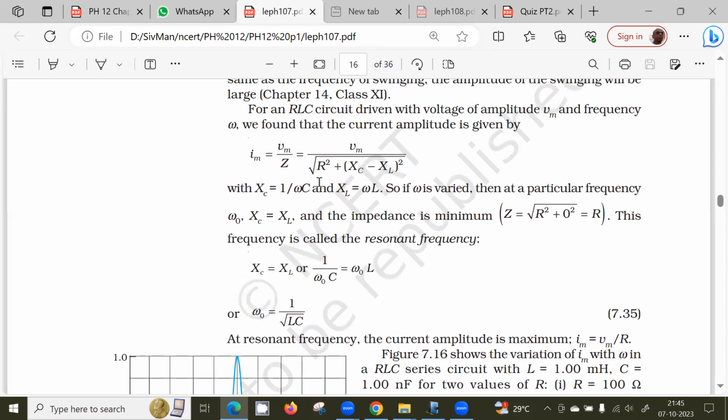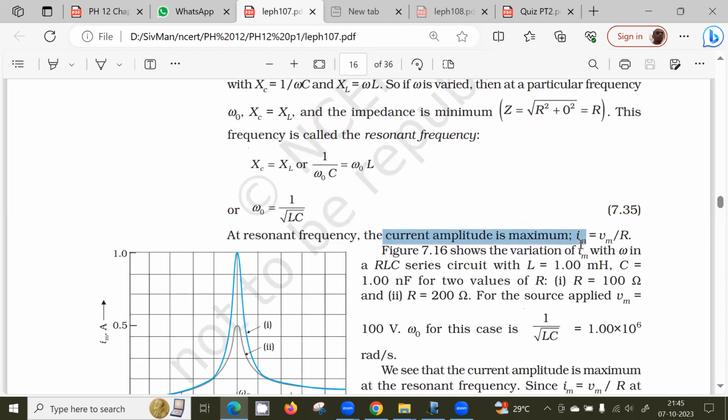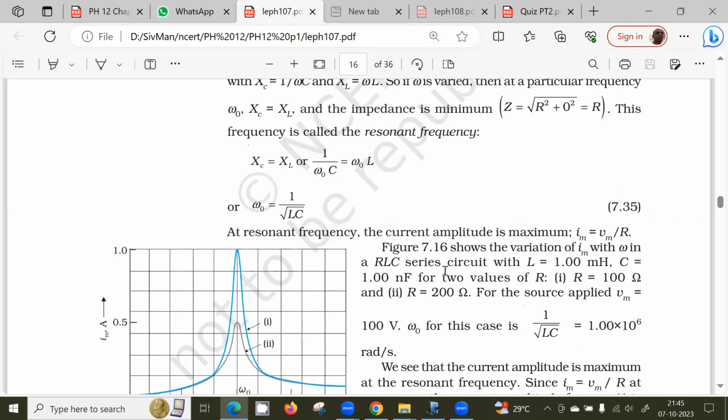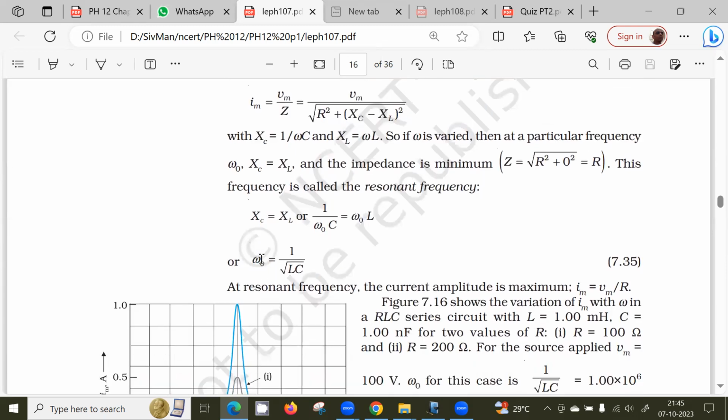Since this denominator is positive, and this second term is also positive, and Vm is constant, as frequency changes, only this will change. So we'll get the maximum value of current when XC minus XL is 0. That happens at the resonance frequency omega naught. At this particular frequency, Z is minimum and the current is maximum. So the current amplitude is maximum at resonance frequency. Given the values of L and C, the resonance frequency is known. So it depends on the values of L and C.